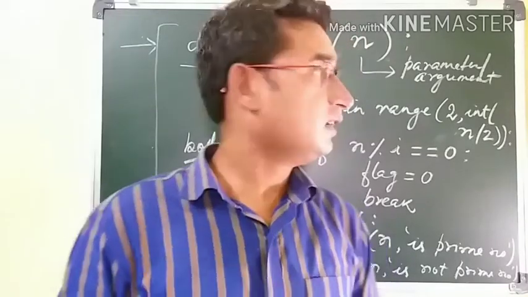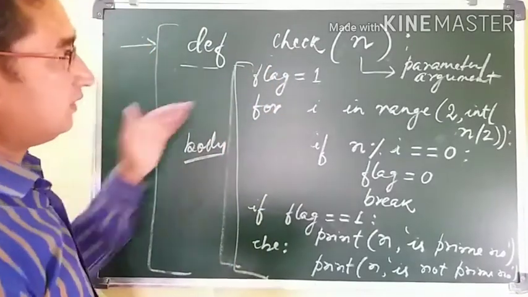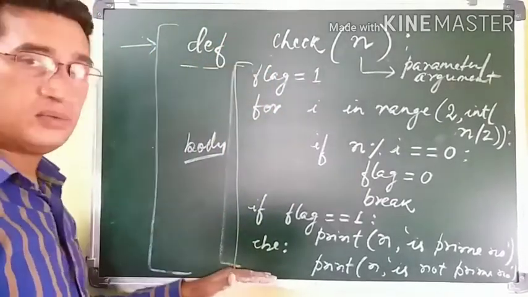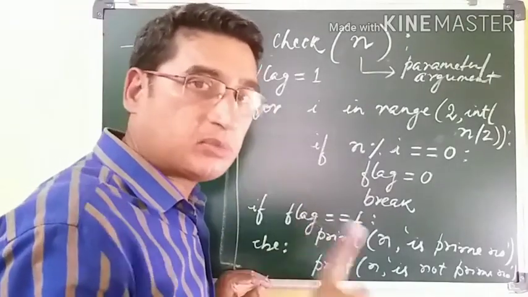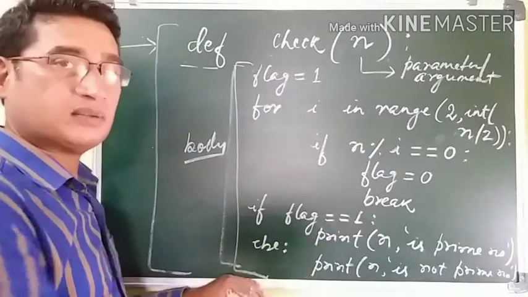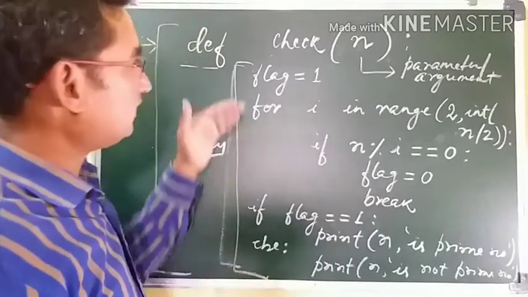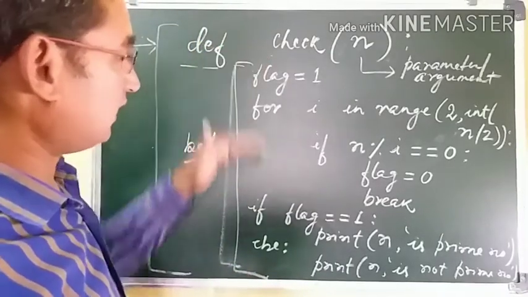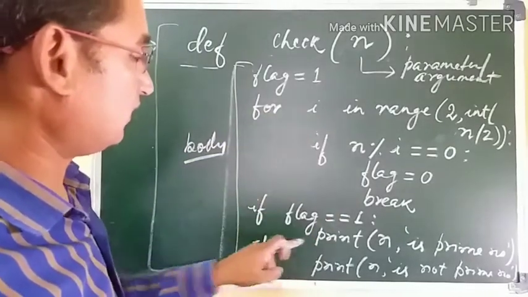For once, this number of lines you have to write from here to here. For one number, if you want to check whether it is a prime number or not, from this statement to this statement you have to write for one number. If there are 10 numbers, then you have to write the same code 10 times. Means 1, 2, 3, 4, 5, 6, 7, 8, 9.